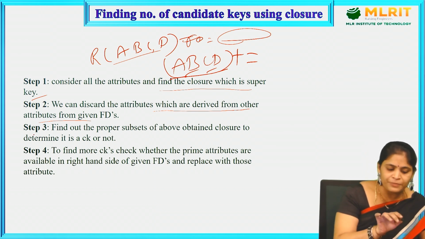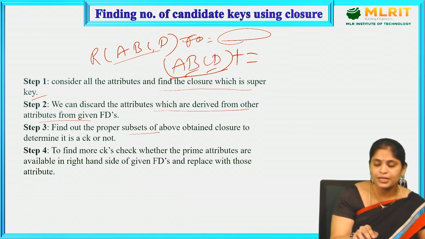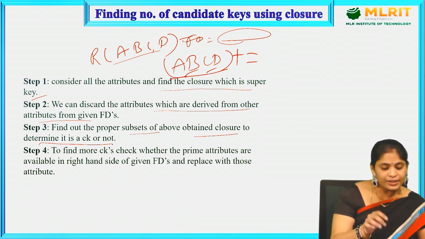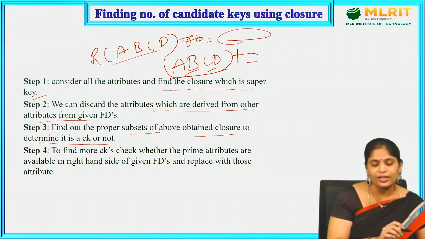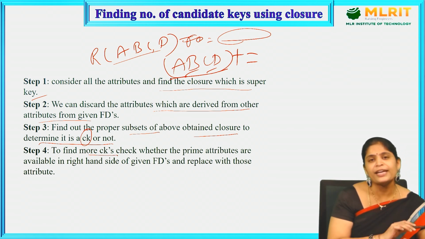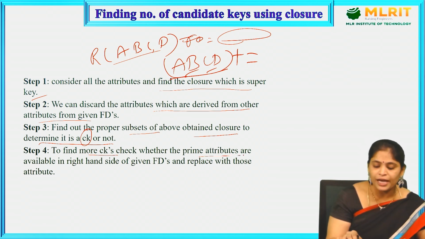Next, what is step 3? Find the proper subsets of the above obtained closure to determine whether it is a candidate key or not. Here CK is the shortcut for candidate key. And what is step 4? To find more candidate keys, check whether the prime attributes are available on the right hand side of the given FDs and replace them with those attributes.